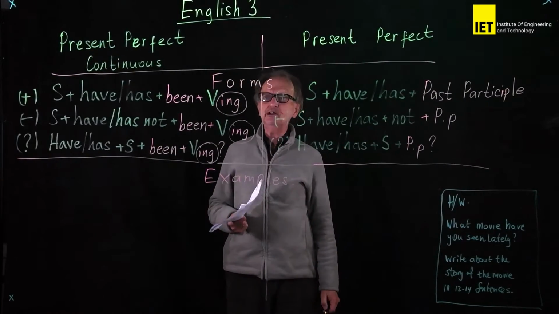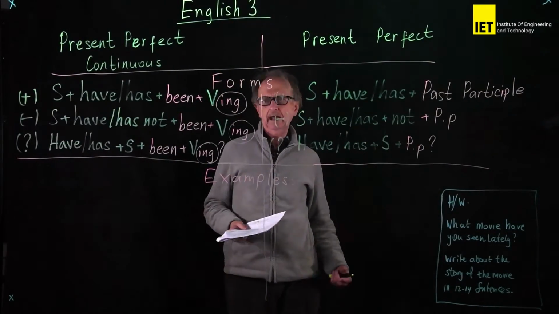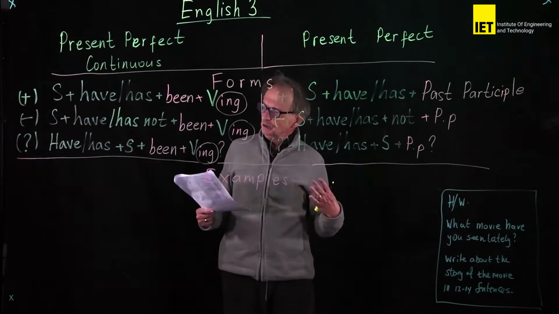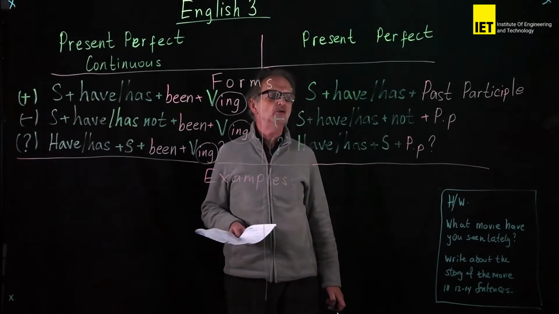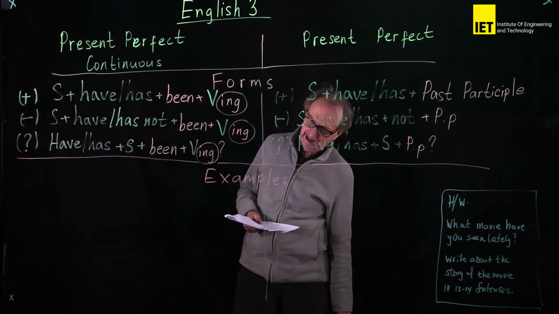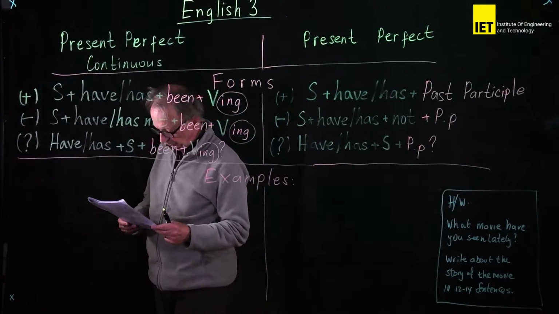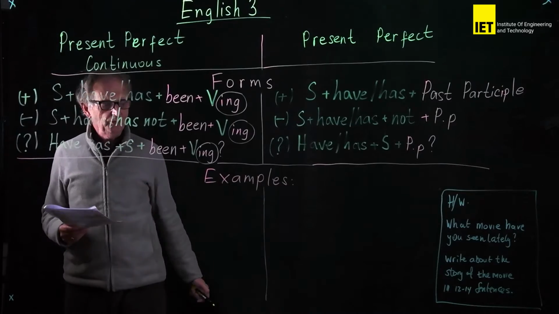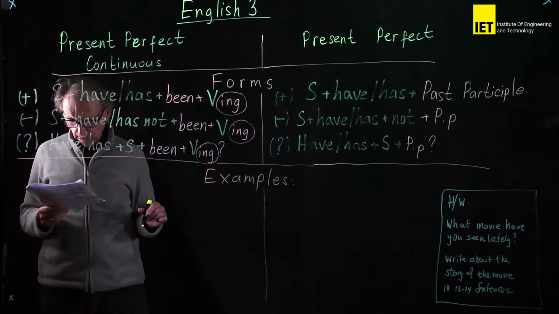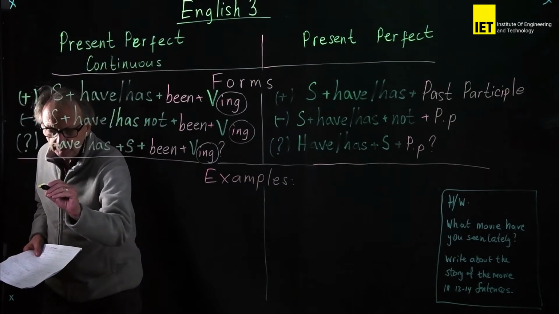Okay, so as we said, we looked at the forms. How do we make this form? We looked at when do we use this form. Let's just show some examples to help you understand how we use these two tenses in English. Okay. Before I do that, often what we do, we use these three positions.